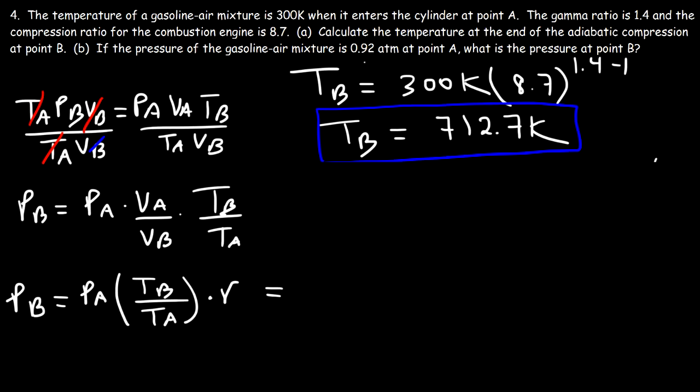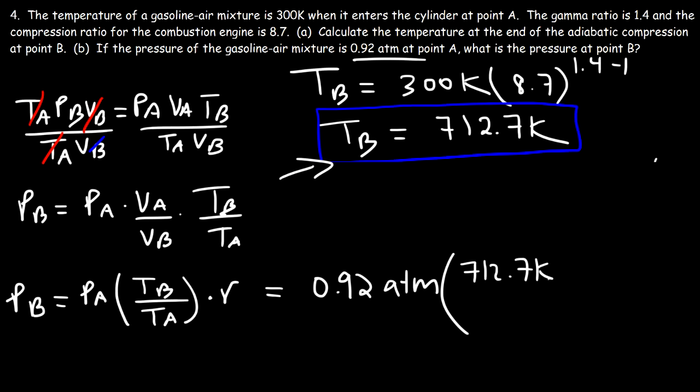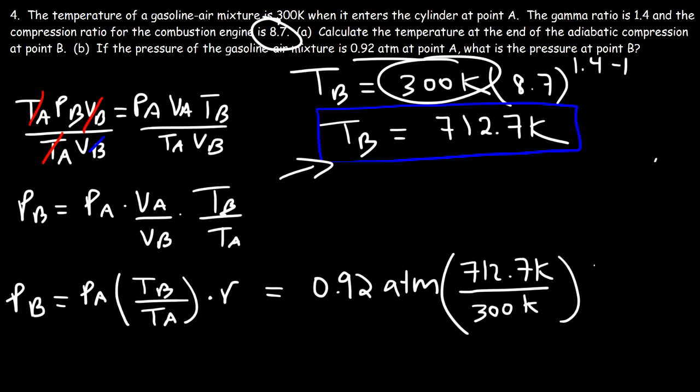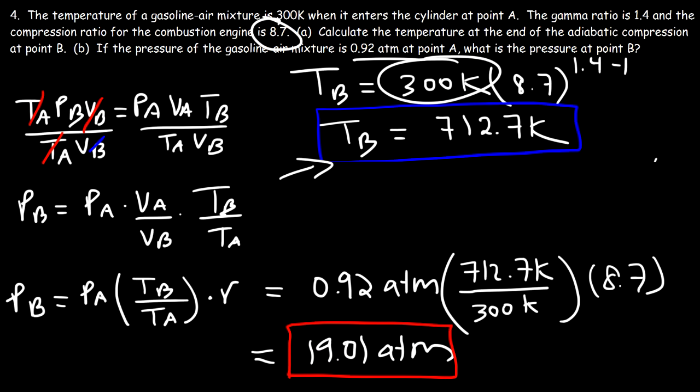So at point A, the pressure is given to us as 0.92 atm. The temperature at point B is 712.7 Kelvin, and the temperature at A is this value, 300 Kelvin. And the compression ratio in this problem is 8.7. So the pressure increases greatly during a compression stroke. It's 19.01 atm. As you can see, it's a lot higher than what it was before.